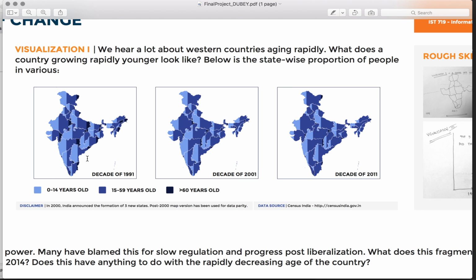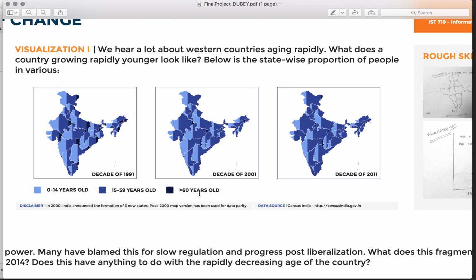So as you can see, in 1991, it was about, say, 40%, and this is state-wise data. And in 1991, India liberalized its economy, and there was a massive economic boom. So as you can see, across decades, and in the decade starting in 2011, we had nearly 66% of the population across the country in the working age group, 15 to 59 years old.